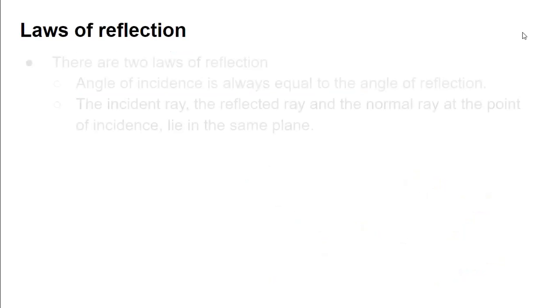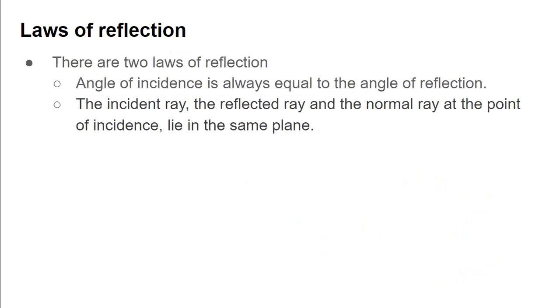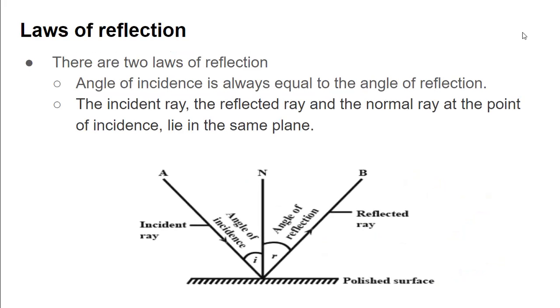Okay, then laws of reflection. There are two laws of reflection. One is the angle of incidence is always equal to the angle of reflection. Second, the incident ray, the reflected ray, and the normal at the point of incidence lie in the same plane. Look at the picture.